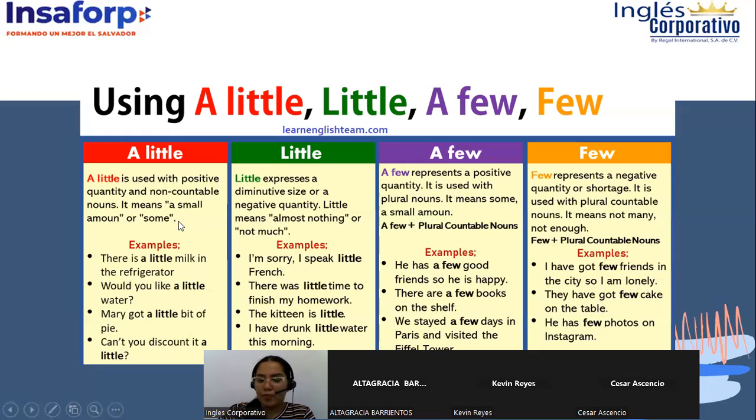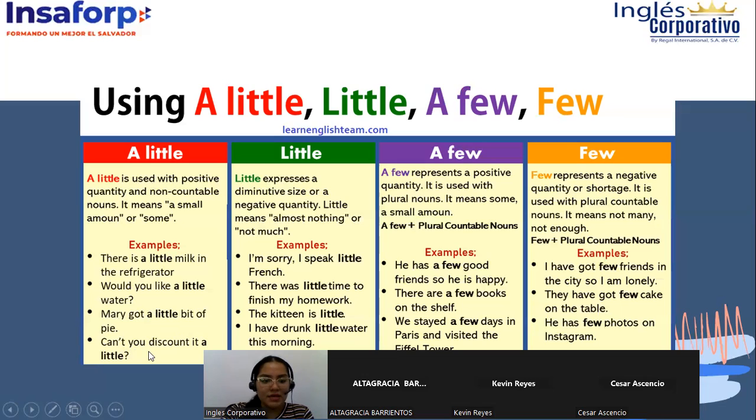Si se fijan, tampoco los podemos contar. Milk, no lo podemos contar. Water, tampoco. Bit of pie. Un poco de... A little bit. Ya han escuchado esa expresión, ¿verdad? Un poco de pie. A little bit of pie. No lo podemos contar. El pedazo. Right? Solamente, o sea, la cantidad no nos la está diciendo ahí. Si dijera una rebanada, ahí sí la podríamos contar.